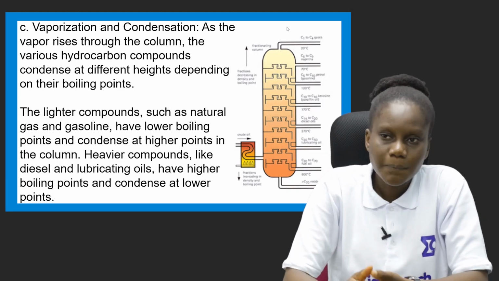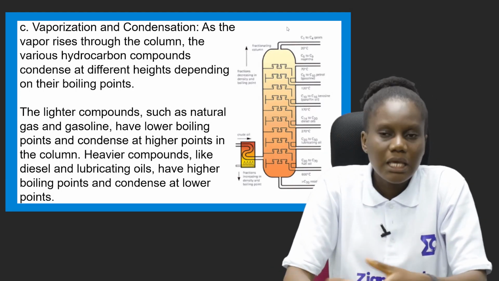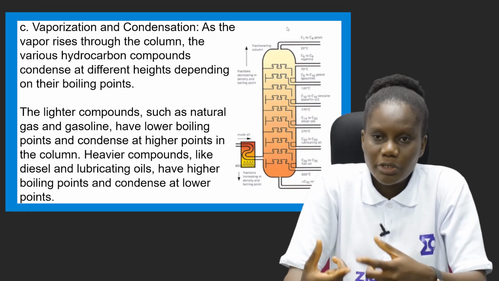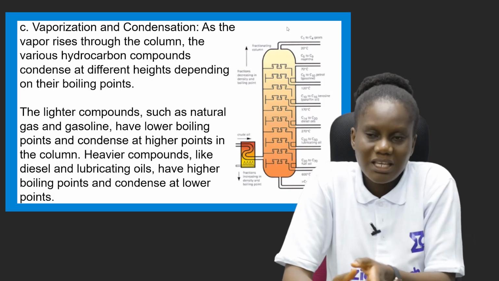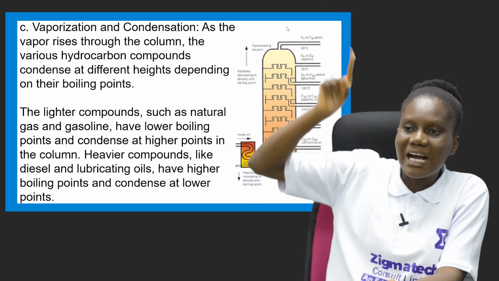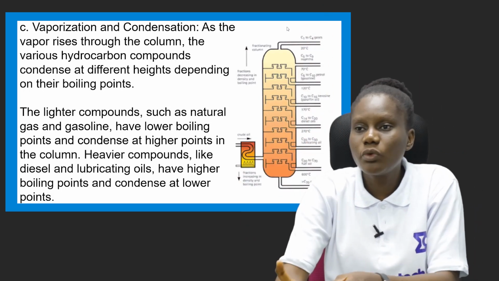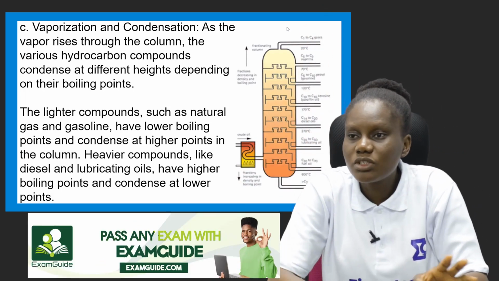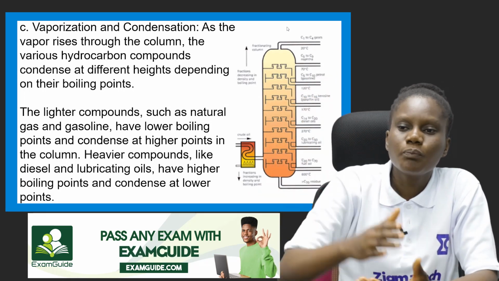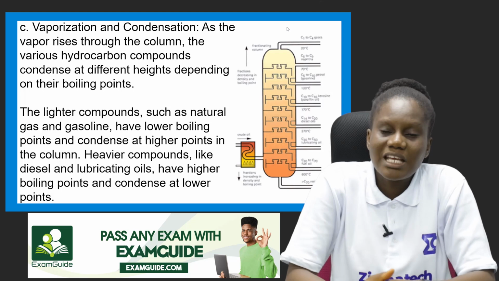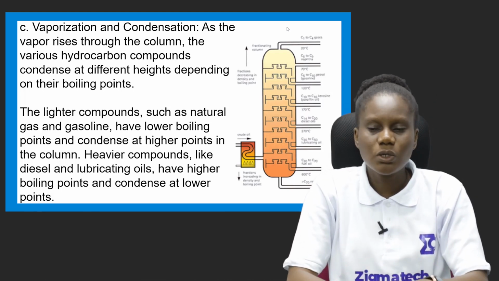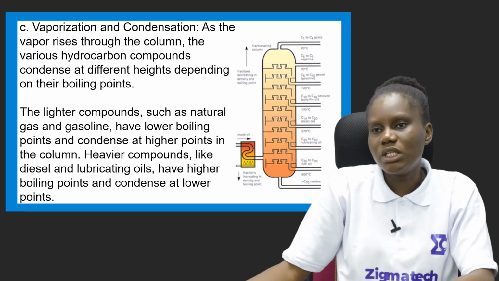The lighter compounds such as natural gas and gasoline, when we are talking about gasoline, we are talking about your petrol here, have lower boiling points, and they condense at higher points in the column. That is the higher point. If you can see the picture very well here, you will see 20 degrees centigrade, and so they condense there at the higher points of that fractionating column. Then heavier compounds like your diesel and lubricating oils have higher boiling points, and they condense at lower points.